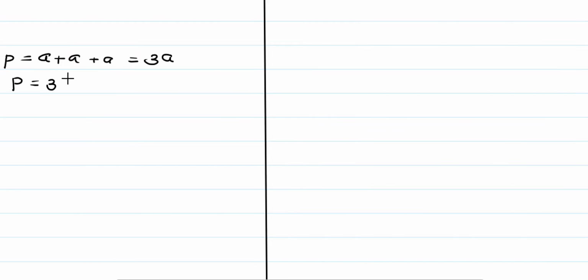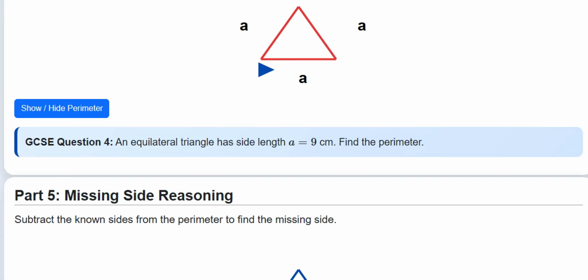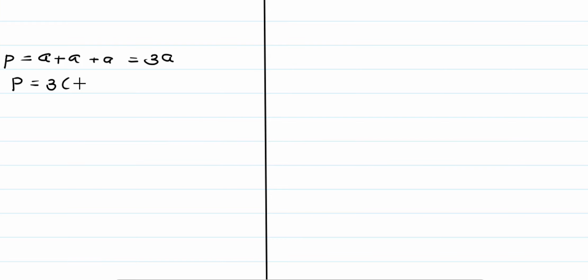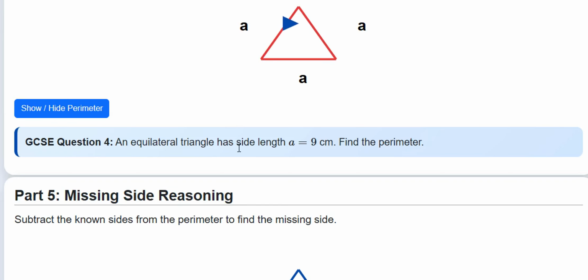So it is 3 multiplied by the side, one side of that triangle, which is 9. And the perimeter becomes 3 multiplied by 9, which is 27 centimeters. And that is how we find the perimeter of an equilateral triangle.